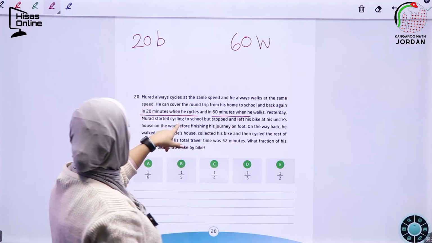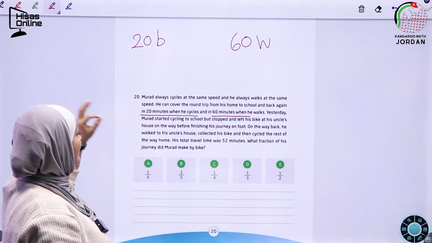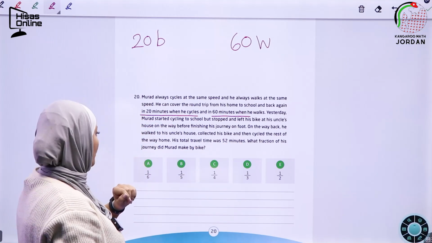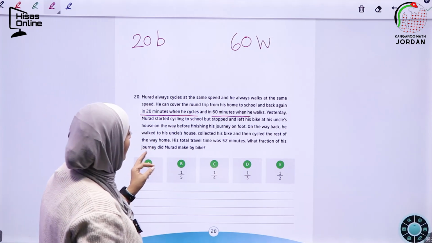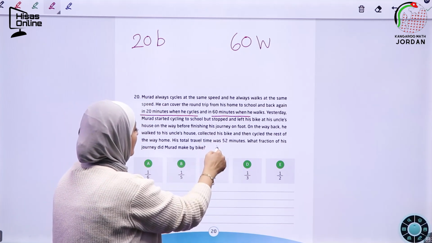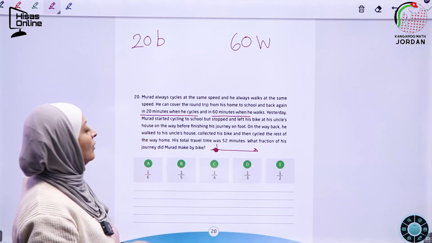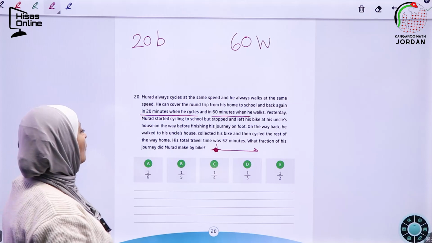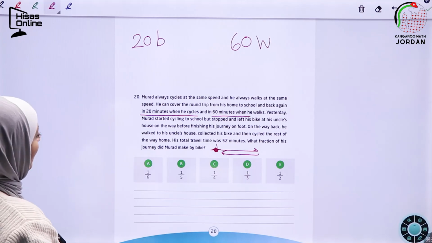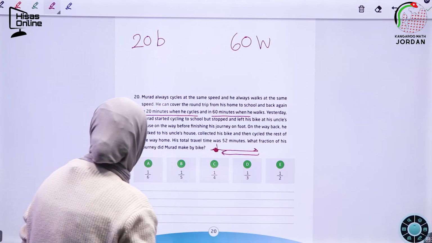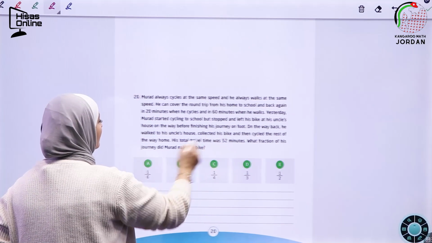Yesterday, Murad started cycling to school, but stopped and left his bike at his uncle's house. So he cut the trip on the way, before finishing his journey on foot. On the way back, he put his bike at a place on the road, then continued walking. He walked to his uncle's house, collected his bike, and then cycled the rest of the way home. His total travel was 52.